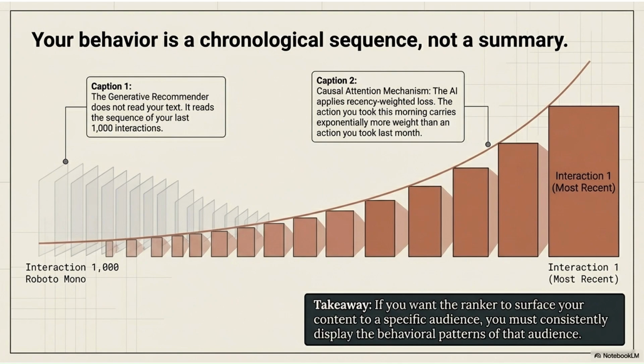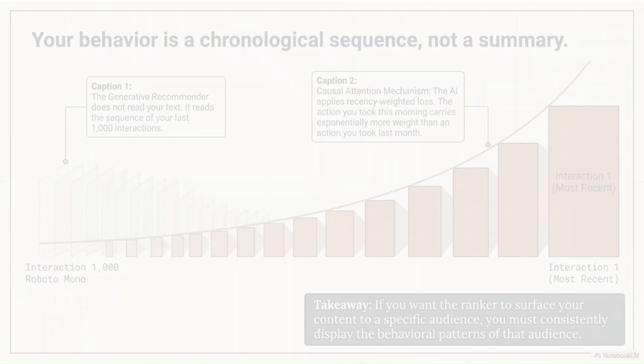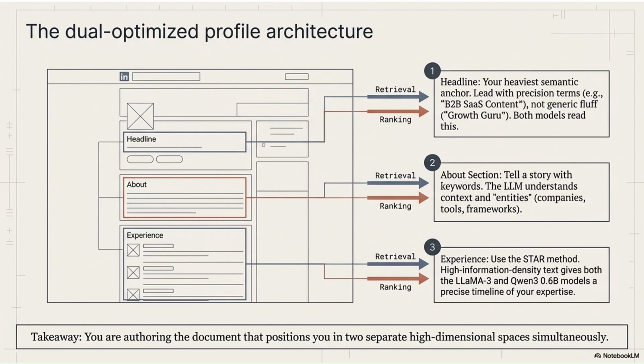Okay, so now we understand the mechanisms of both brains. The text reading AI that uses mean pooling to build the shortlist, and the behavior reading AI that uses causal attention to rank the feed. Right. But how does a user practically align them, especially someone who is just starting out and doesn't have 10,000 followers? Well, this specific dynamic is what the researchers in the document refer to as the cold start revolution.